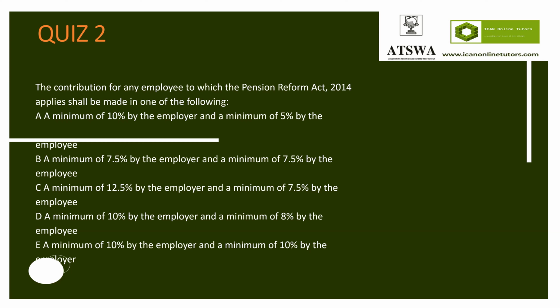employer and a minimum of 7.5% by the employee. C, a minimum of 12.5% by the employer and a minimum of 7.5% by the employee. D, a minimum of 10% by the employer and a minimum of 8% by the employee. E, a minimum of 10% by the employer and a minimum of 10% by the employee. So D is the answer for that.